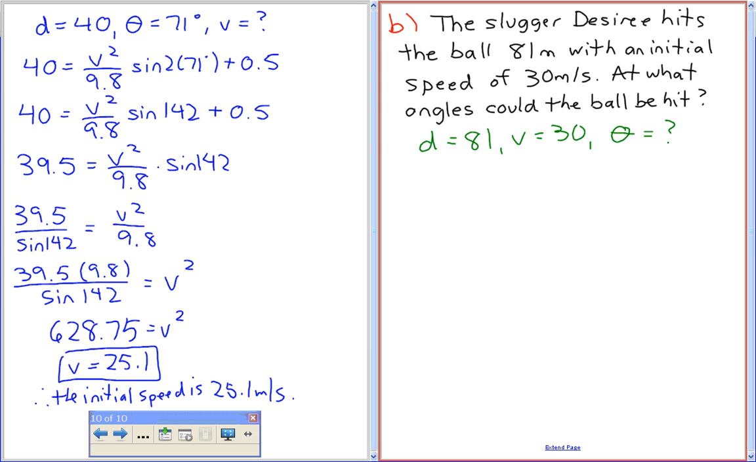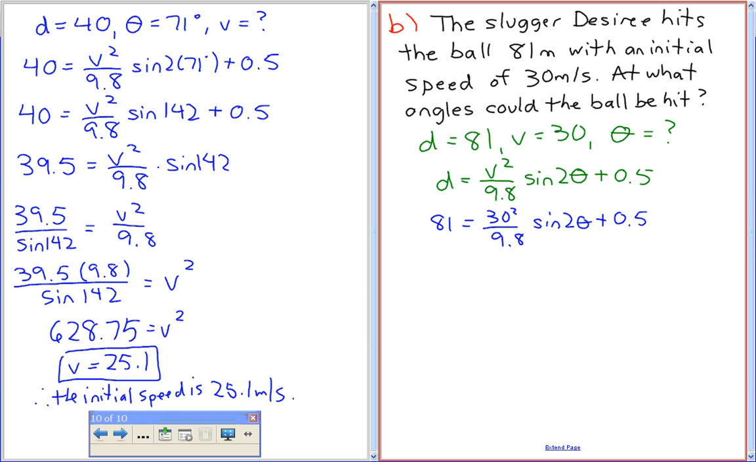Noah, you're not free yet. Noah, can you please try and sub these numbers in for me, please? Yeah, no problem. I'll write it down for you. d equals v squared over 9.8 sine 2 theta plus 0.5. Can you sub those in for me, please? Go ahead. And then just sine 2 theta plus 0.5.